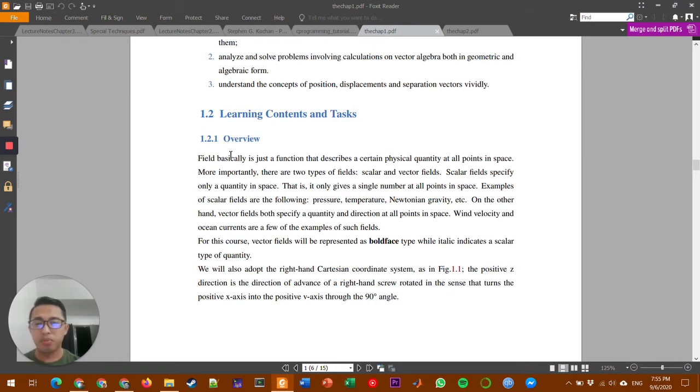So in electromagnetism, we always talk about electric field and magnetic field, but what exactly is a field? According to physics, a field is the most fundamental entity. When you say fundamental, it cannot be broken into further particles or details. For example, an atom is not a fundamental entity.